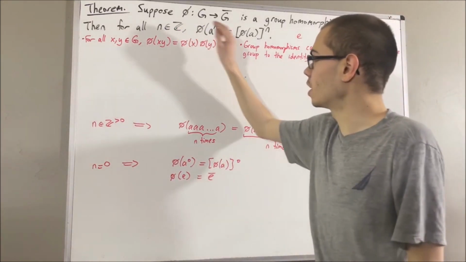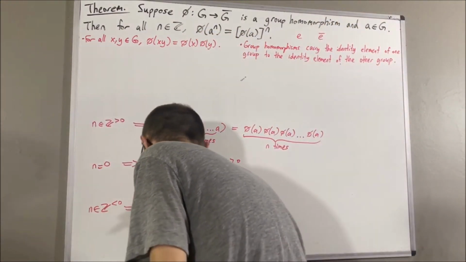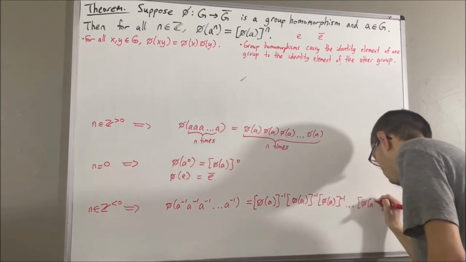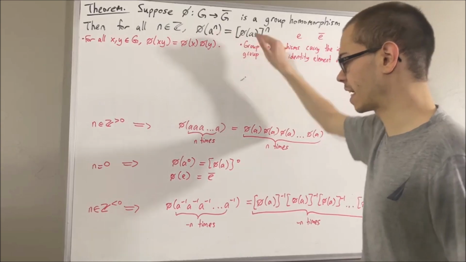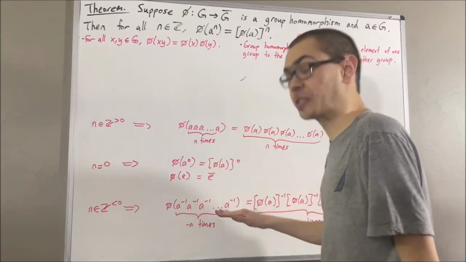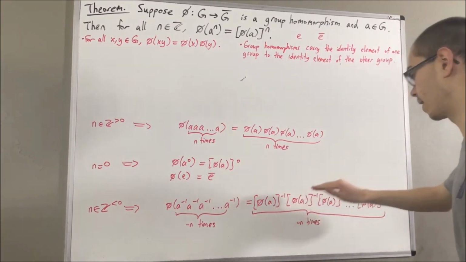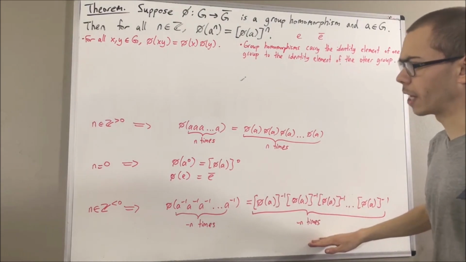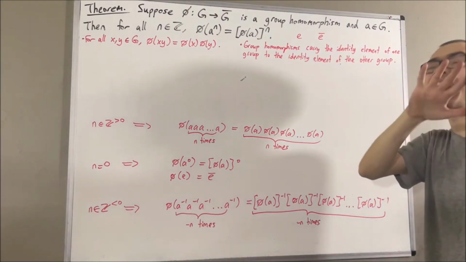So then, what is this equality telling us in the case where n is a negative integer? If n is a negative integer, then this equality is saying that phi of the inverse of a times the inverse of a times the inverse of a, and so on, negative n times, is equal to the inverse of phi of a times the inverse of phi of a times the inverse of phi of a, and so on, negative n times.